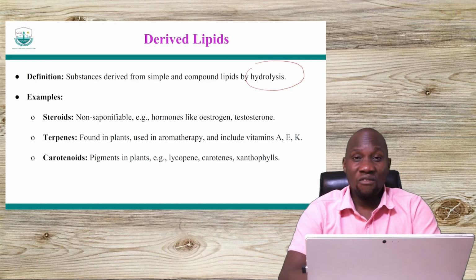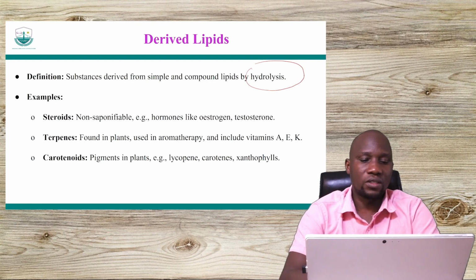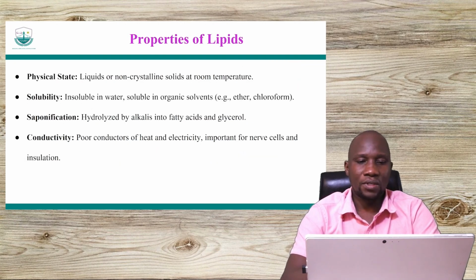Okay. So we have a lot of hormones that are actually steroid in nature. If you say steroid hormones, we have the estrogen, and then we have testosterone and many other steroid hormones. The terpenes are actually found in plants, and they are used in aromatherapy. Carotenoids are basically pigments in plants, and we have several types of them here. The xanthophylls, carotenes, and then lycopenes are examples there.